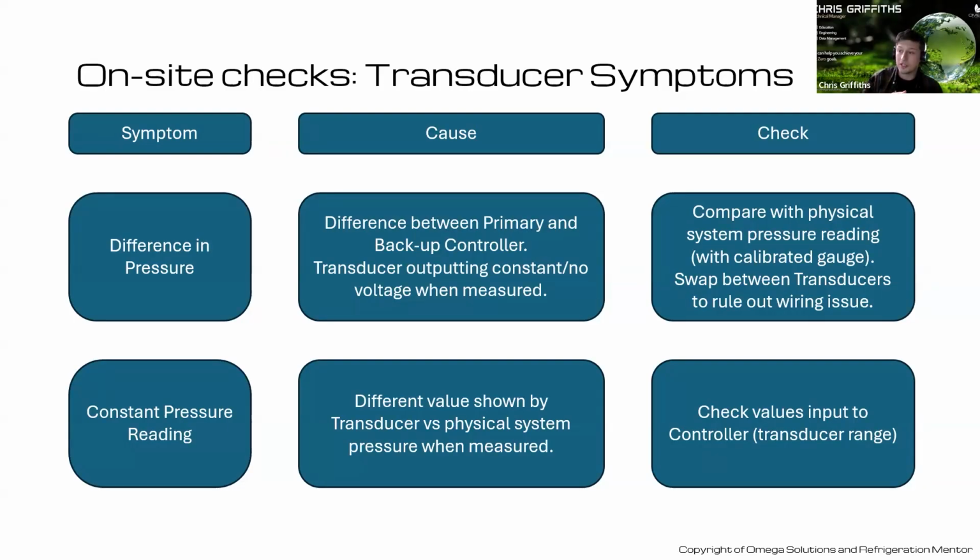And then again, if you have a constant pressure reading where you've got a different value shown by the transducer versus that physical system, we put our gauge on the system, check the values which are inputting to the controller. So check the voltage, check that the transducer range is set up correctly in the controller, whether it's a 60 bar, a 90 bar transducer, or lower if it's a lower pressure system. I don't tend to come across anything lower than a 60 bar transducer on CO2 nowadays over in the UK. I'm aware it was in the past.